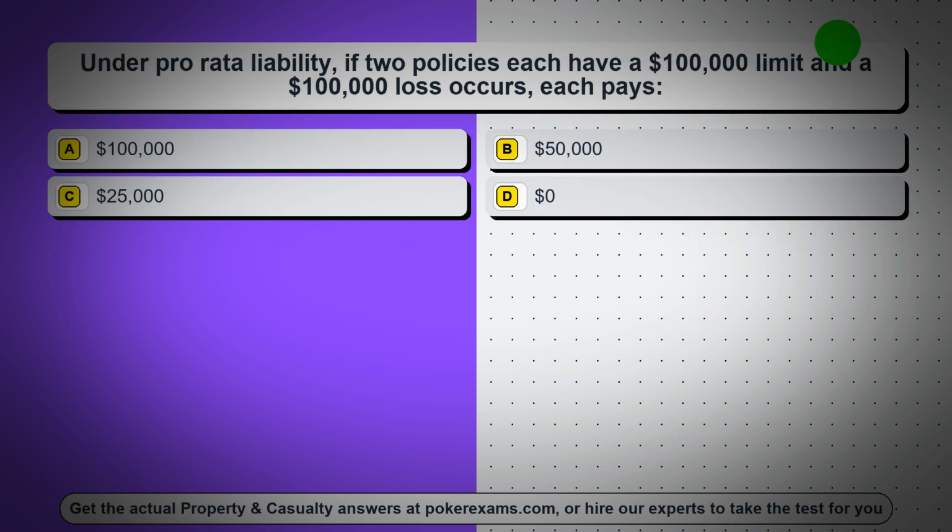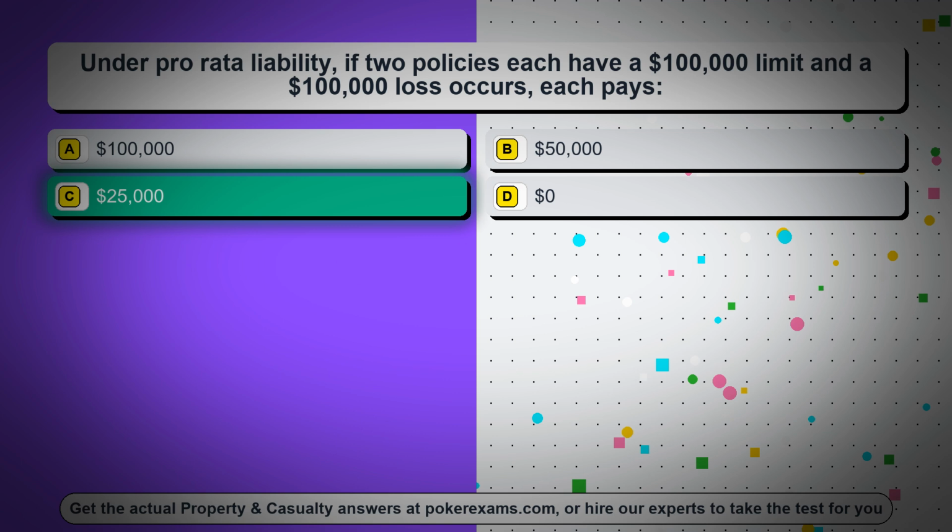Question 25. Under pro rata liability, if two policies each have a $100,000 limit and a $100,000 loss occurs, each pays. Option A, $100,000. Option B, $50,000. Option C, $25,000. Option D, $0.